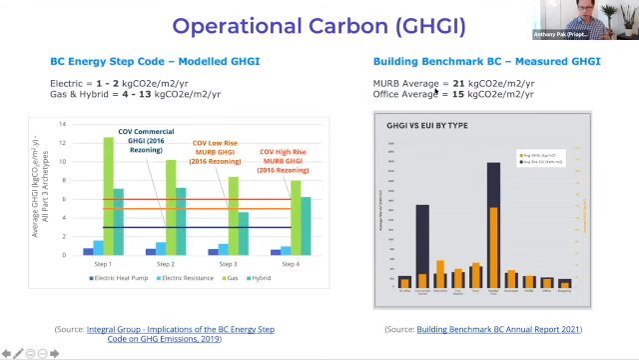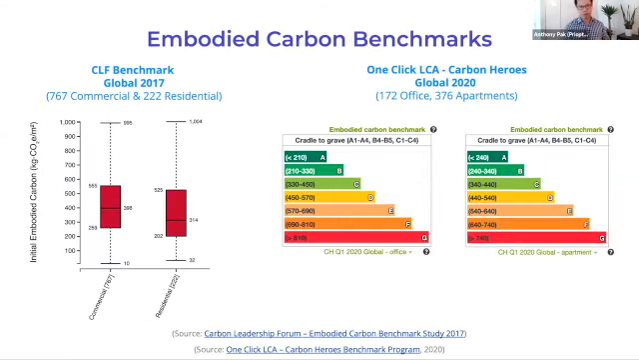Also, we have the Building Benchmark BC report that recently got released. So we have the first year where we've quantified and actually measured greenhouse gas intensity emissions for many of the, I think 500 plus buildings, or I think it's 700 plus buildings in BC. The multi-unit residential building average is around 21, office is around 15. So it gives you a sense of what a typical building is, and then what step code might bring it down to. That gives you a frame of reference for how to compare that to embodied carbon.